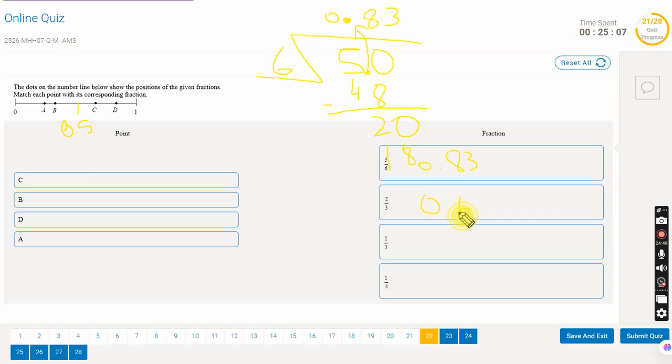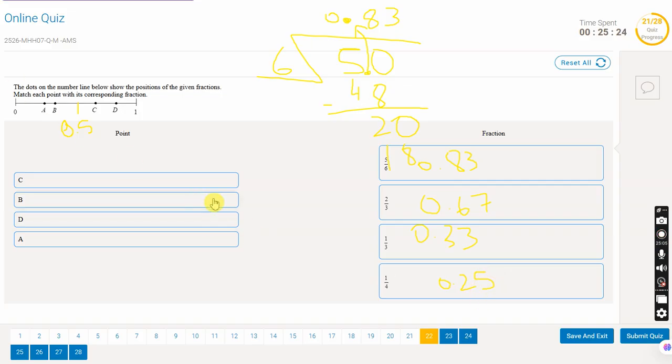The next one, 2 divided by 3, you do it the same way. You'll get 0.67. And 1 over 3 is 0.33, and 1 over 4 is 0.25.